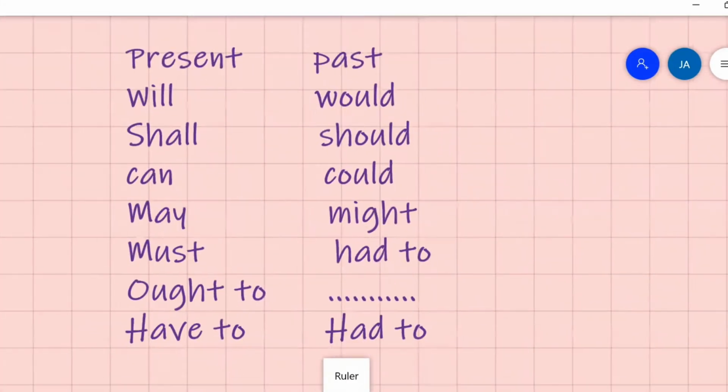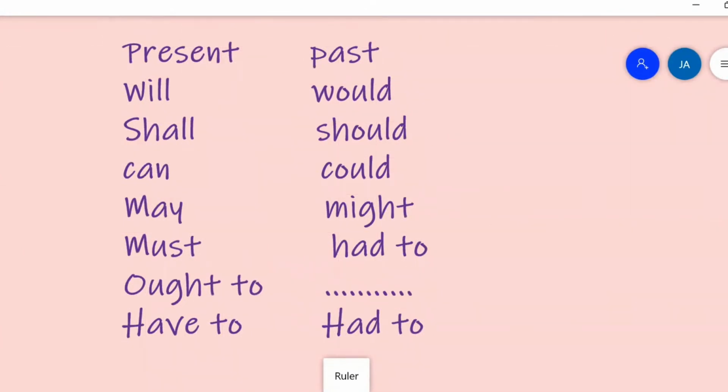We have will with the past form would. Will is used to express a future possibility, and we have would to make some permission requests, and also the past form should to make also requests and to give good advice. We have can to express present ability, could for past ability, for requests also, and for permission. May to express possibility in the present, and might also, but might is weaker than may.